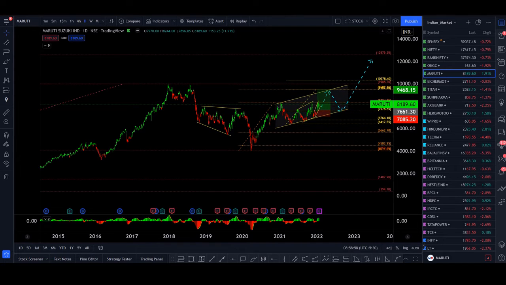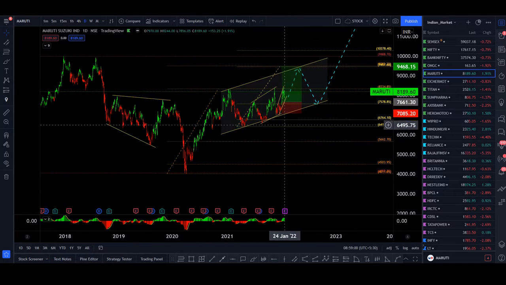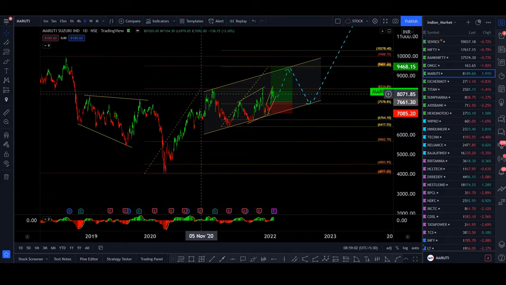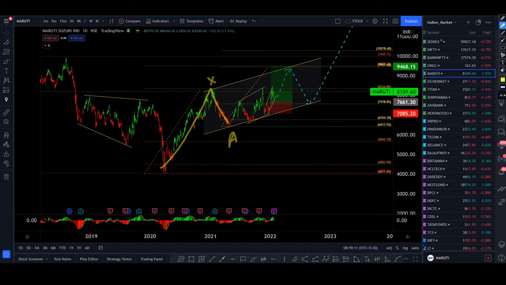So when we go to the daily, we had an impulse, followed by a correction, which is X followed by A, and then we are in a B wave even on the daily, where we had two patterns, which is the lower time frame, followed by the next uptrend before it corrects. So even in the daily there can be a possibility of a downtrend, but we have to keep a close eye on it.